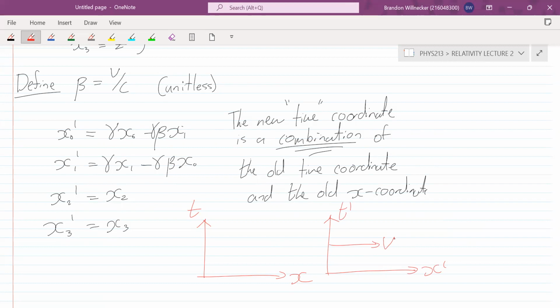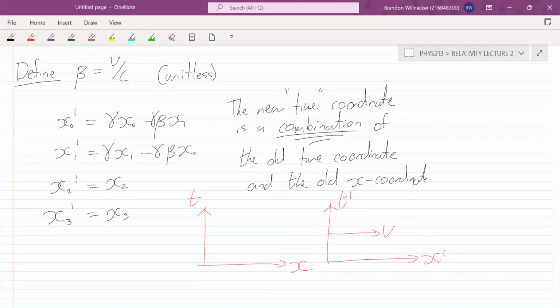So we've got this relative motion only in the x direction. If we were moving in the y direction, then this would be different. So this is a so-called boost in the x direction. If we were boosting in the z direction, then it would be time and the z component that would be mixing. If we were going in some other direction, then there would be a different kind of coordinate transformation. So this is a boost in the x direction.